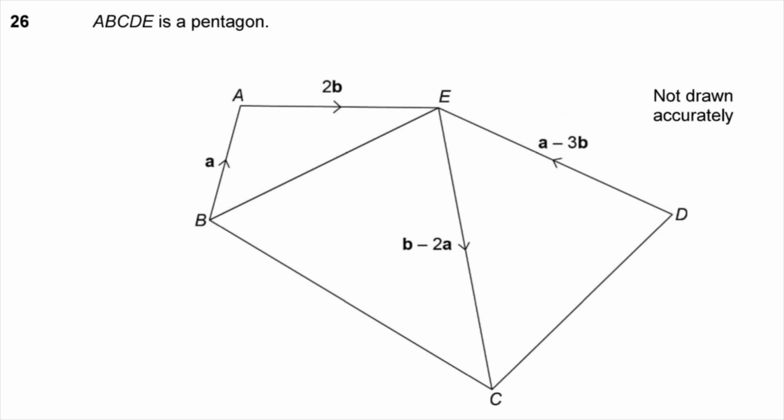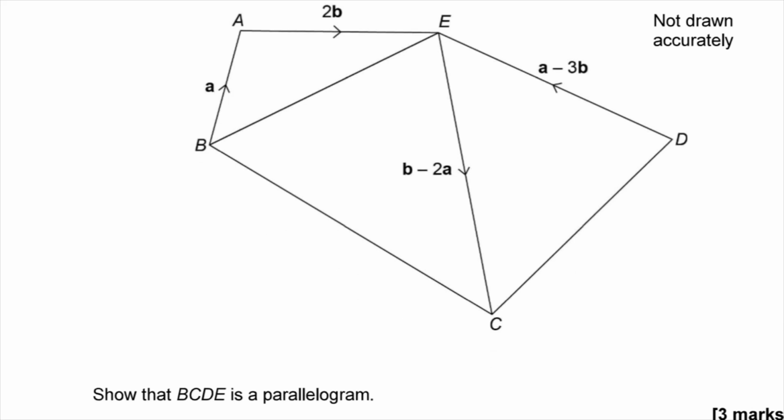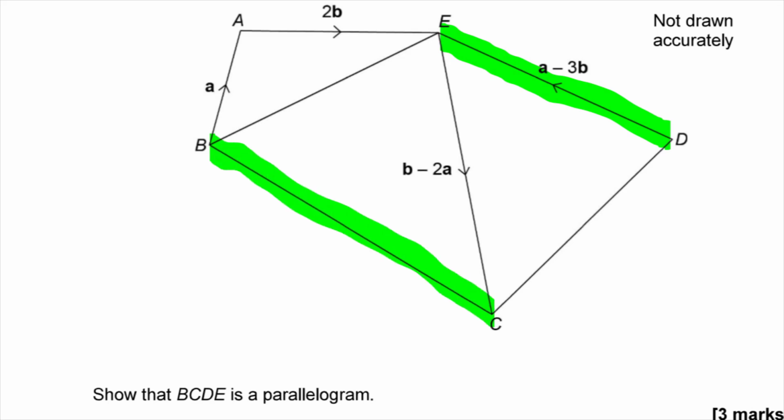Question 26. ABCDE is a pentagon. Show that BCDE is a parallelogram. Now it doesn't look like a parallelogram in the diagram, but it's not drawn accurately. Now what are the properties of a parallelogram? A parallelogram is made up of two pairs of equal and parallel lines. In other words, this line here has got to be equal in length and parallel to this line here. And this line here, CD, has got to be equal in length and parallel to this one.